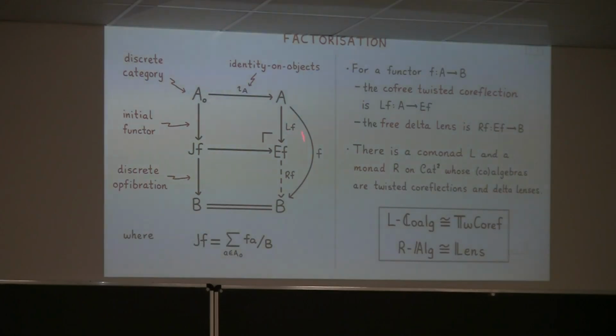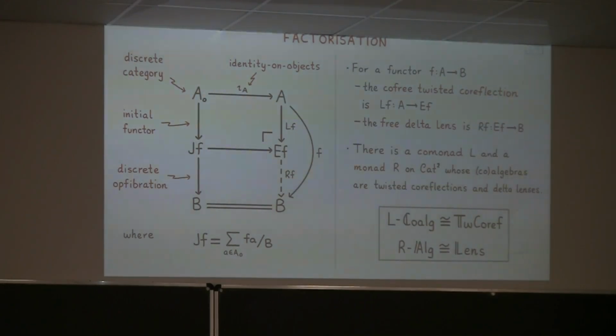And these, if we actually make some choices here, give us the co-product on the arrow category CAT, whose co-outputs are twisted coreflections and delta lenses respectively. Okay? So that's all very nice. That gets us back to the more traditional definition of an algebraic factorisation system in terms of the compatible monad and comonad pair.